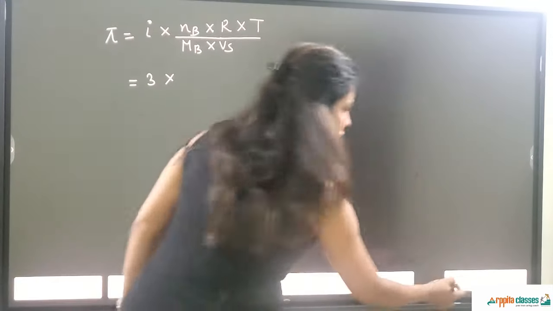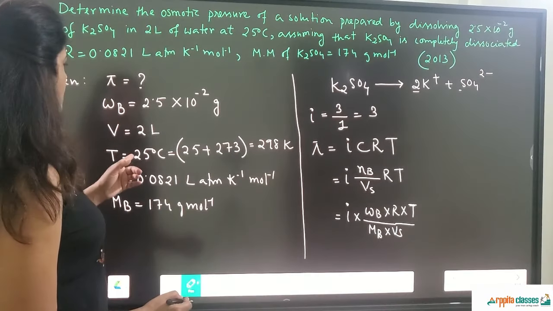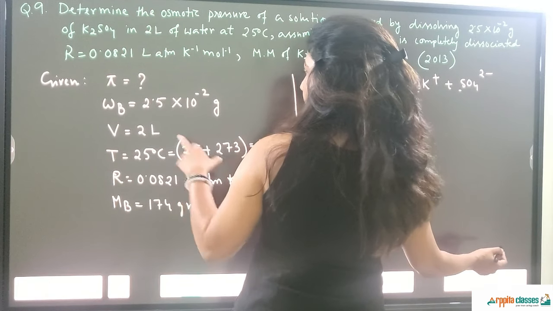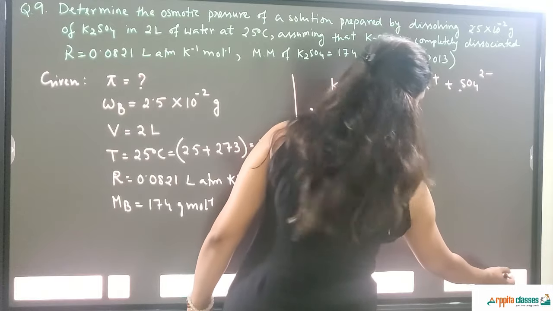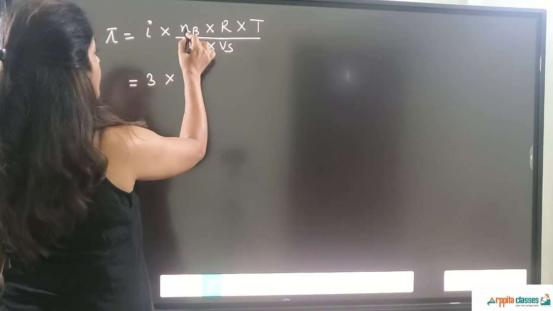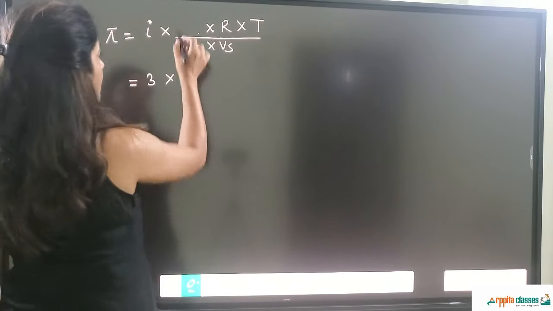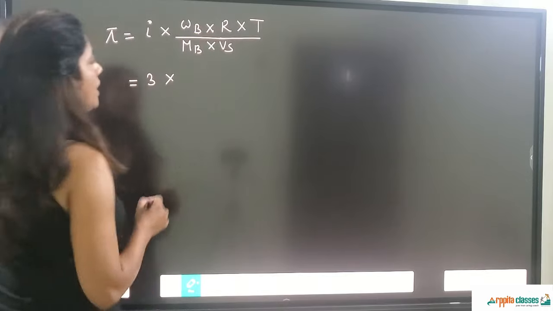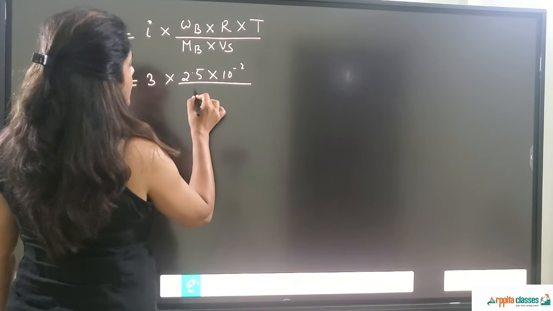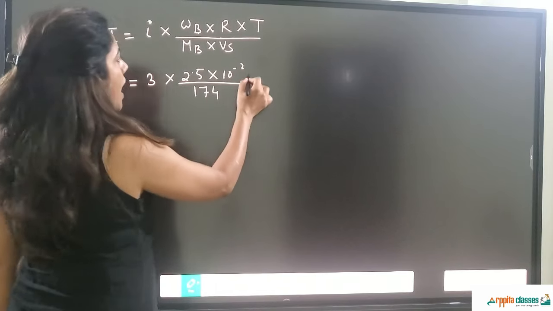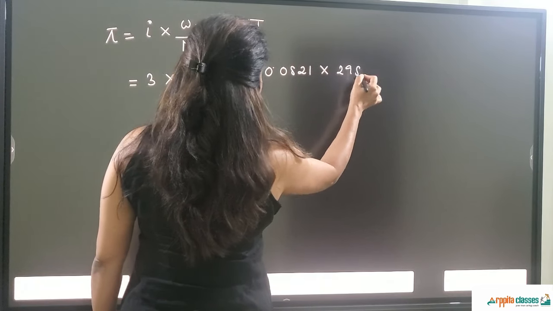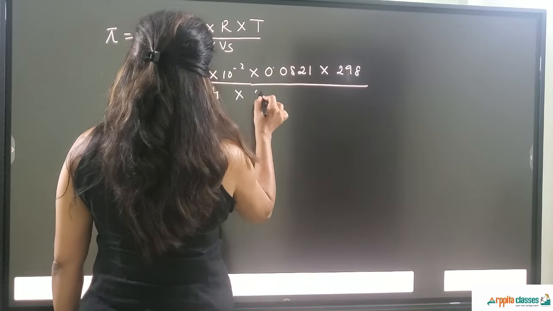NB, number of moles we don't have, so WB by MB we will do. MB is 174. WB is 2.5 into 10 raised to power minus 2. Oh sorry, this is not MB, this is WB. Number of moles is equal to weight upon molar mass, okay? So WB is 2.5 into 10 raised to power minus 2. MB is given 174. R is given 0.0821. Temperature is 298 Kelvin, divided by Vs, that is 2 liter.